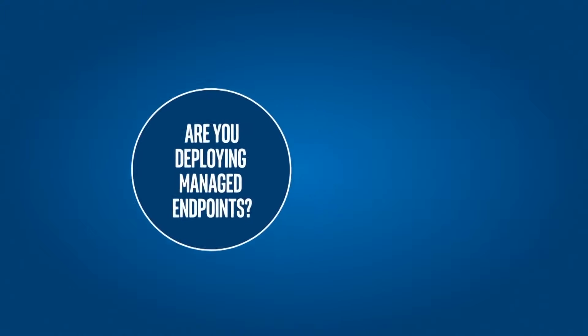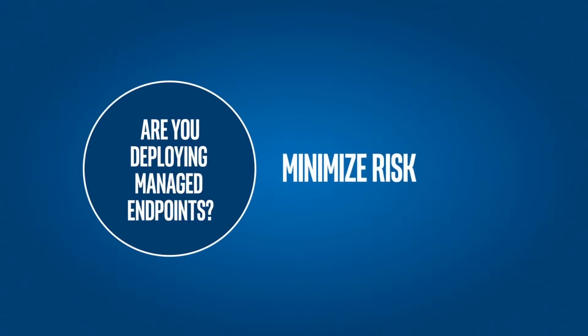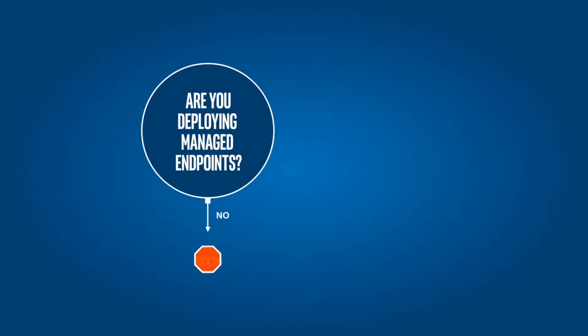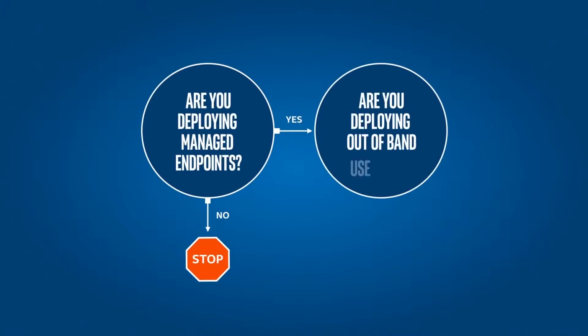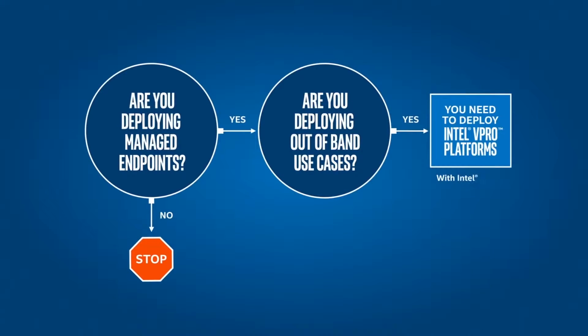If your business is interested in asset control that helps you improve productivity, minimize risk, and reduce costs, then vPro may be a great fit. The next question is, are you deploying out-of-band use cases? If your business wants to make systems more accessible for remote management, then vPro platforms with Intel Active Management Technology, also known as Intel AMT, may be the right solution for you.